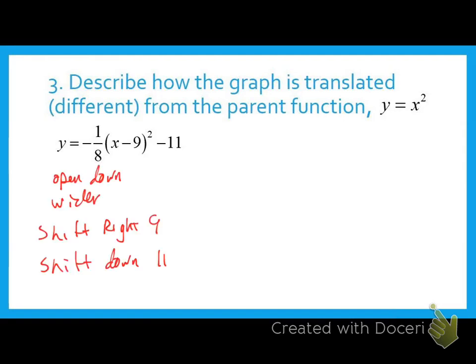Okay, so how'd you do? Because a is negative, then our new graph is going to open down. And because a is 1/8 versus 1 on the parent function, our new graph is going to be wider. Now, were you careful? H is -9, and H always shifts opposite of what we think. So since H is -9, that means we're going to be shifting right 9. And if K is -11, that means we're going to shift down 11. Okay? H is opposite, K is the same. All right? Good.